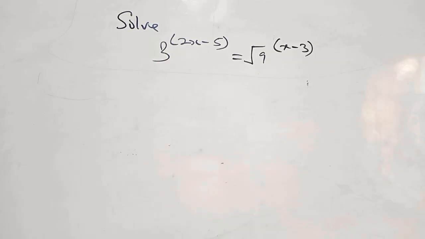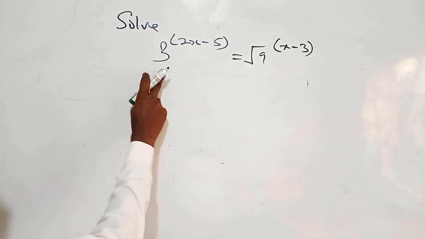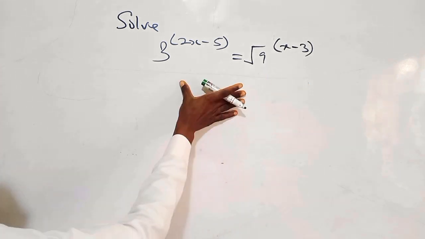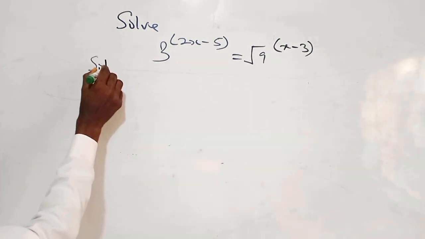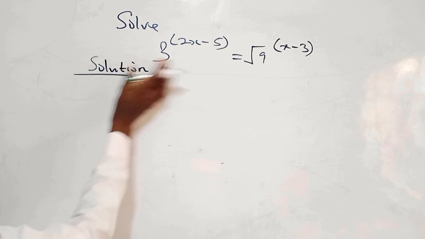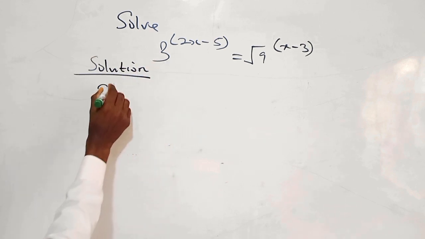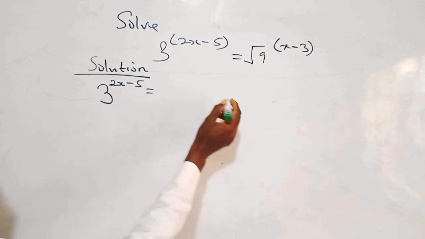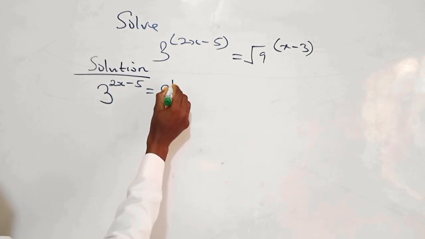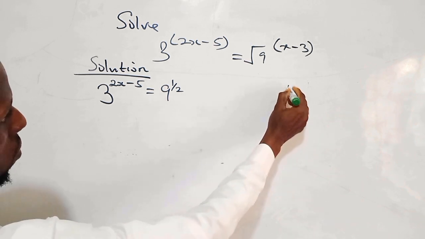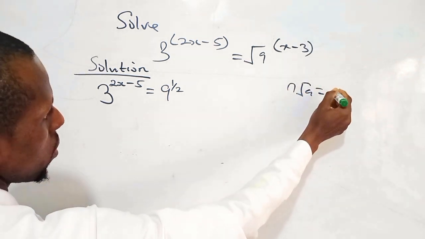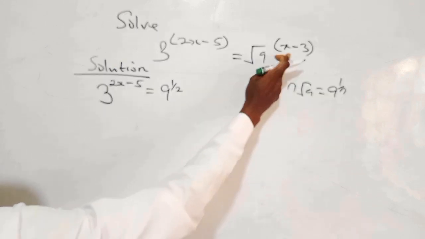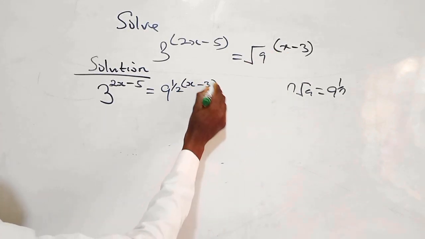The question says, solve this exponential equation. We have 3 to the power 2x minus 5 equals 9 to the power x minus 3. How do we go about this? Solution. So for this, we have 3 to the power 2x minus 5 equals, so for root 9, instead of saying root 9, I can write 9 raised to power 1 over 2. Law of indices, nth root of a number, instead of saying that, a raised to power 1 over n. So here I have 1 over 2 and my exponent is x minus 3.